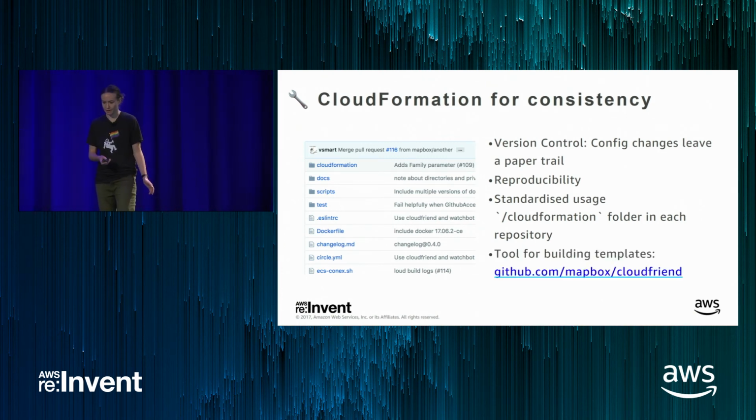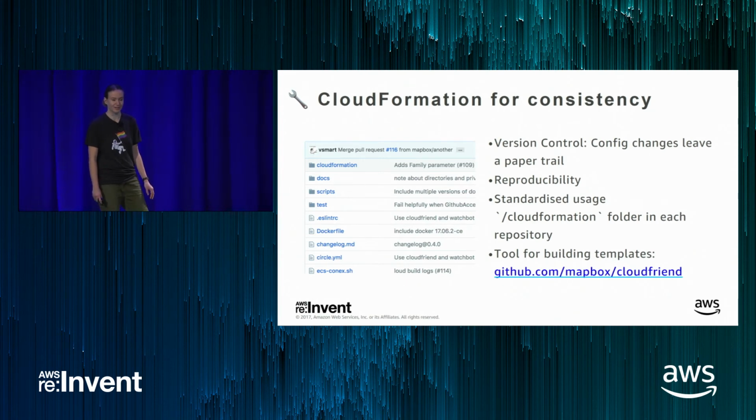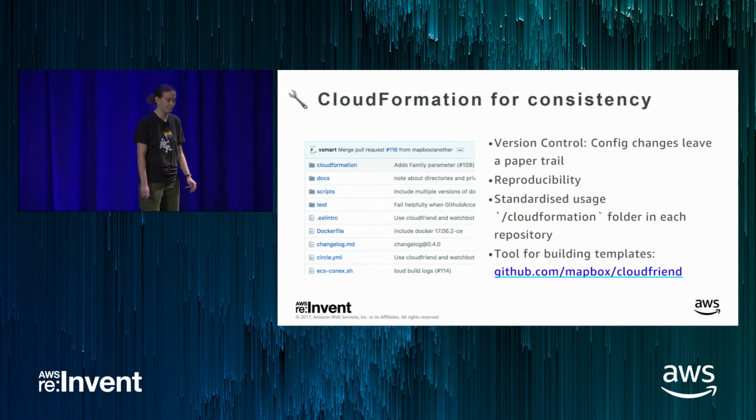And we have this little tool called CloudFriend. It's also up on GitHub, and it makes our CloudFormation templates a bit easier. Working with huge JSON files can be kind of hard sometimes, so there are some little helper functions that make our lives easier.